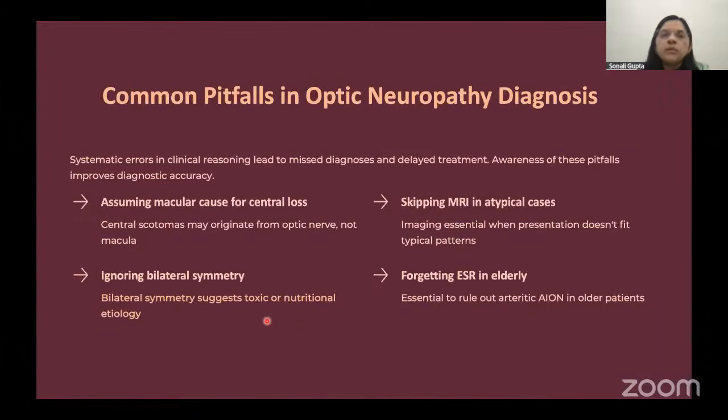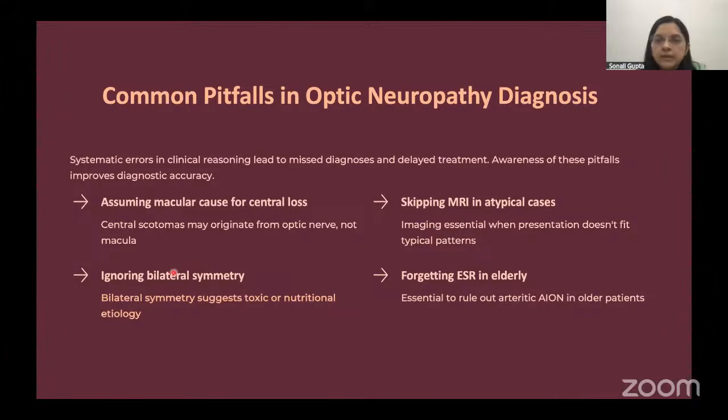So, what are the common pitfalls we can face? Assuming that if the patient says there is vision loss, it is a retinal or a macular cause, and not looking further into the optic nerve head. Then, even if there are atypical signs, we skip the neuroimaging. Then we can sometimes miss very important causes which can even be life threatening.